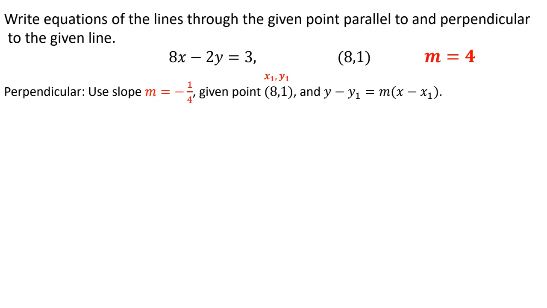For a perpendicular line, we're going to use the negative reciprocal, which means that if this is positive, you're going to change it to negative, and then you're going to flip the fraction. So this is 4 over 1, and when we flip it, we get 1/4. If this was negative, then you would use a positive. Then we substitute the values.